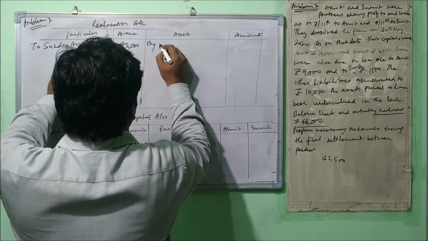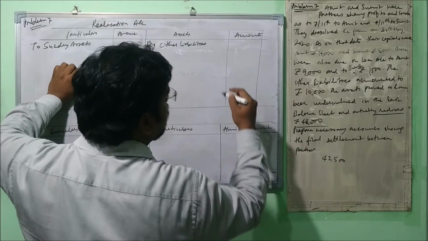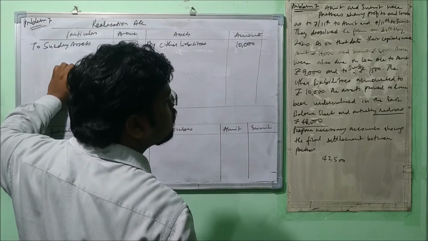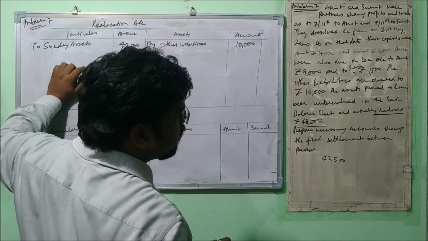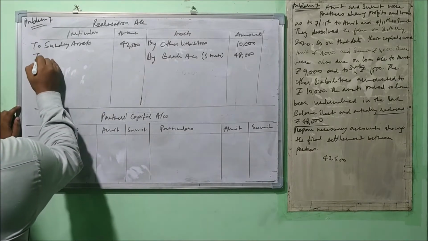Then we'll transfer the liabilities here. What is the value of other liabilities? 10,000. Loans will not be transferred and capitals will not be transferred. 10,000. Now let's see how much amount was realized from asset. 48,000. Okay, now we'll make the payment of liability.